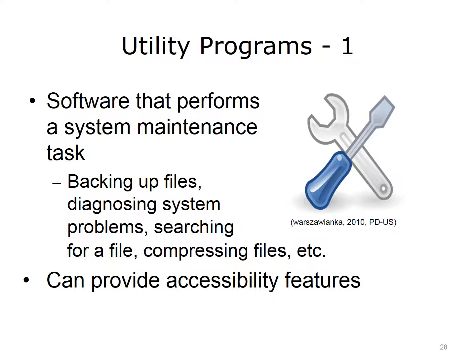So far, we've been talking about only one kind of system software: operating system software. If you remember from earlier in the lecture, there is a second kind of system software called utility programs. These programs perform system tasks like backing up files, diagnosing system problems, searching for a file, and compressing files. Also, these utilities can enable the use of computers by those having a disability or impairment, for example, increasing all font sizes for easier reading.